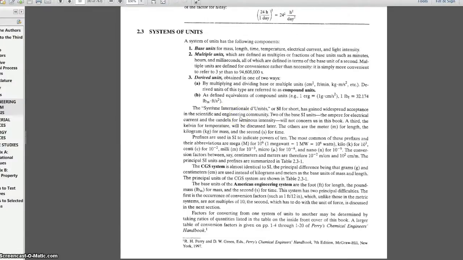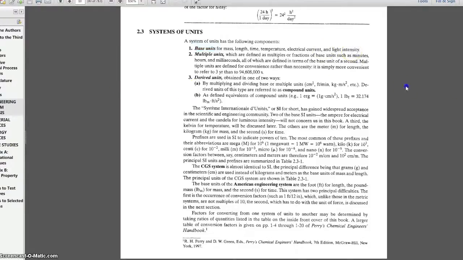The next part of this topic is systems of units. For this part, we can say that there are 3 components of units. The first is base unit, which is for mass, length, time, temperature, electrical current, and light intensity.